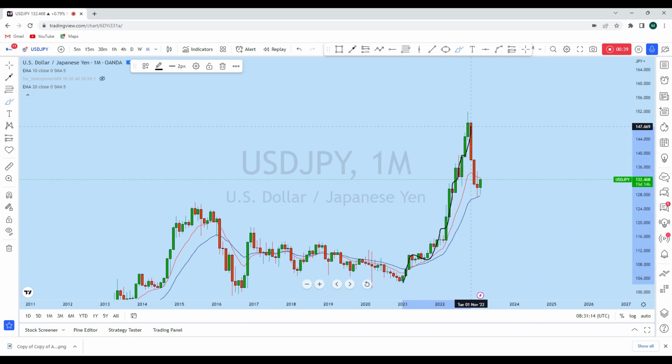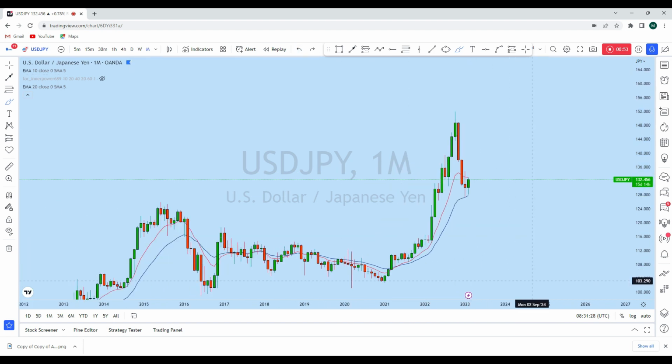As you can see, every month the price was creating a series of higher highs and higher lows, and there was a strong movement to the upside, which created this historically high price. And from this resistance level, we have seen three months back to back where dollar yen has had a strong drop.